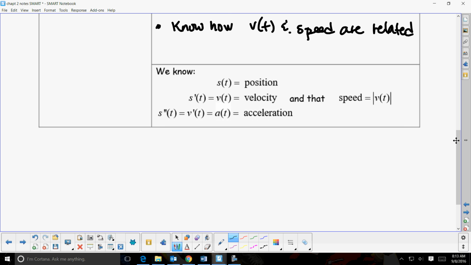Okay, so we've already talked about how the first derivative of position is velocity, and that the absolute value of velocity is speed. We've also talked about how the second derivative of position, the first derivative of velocity, is acceleration. So all of that we know. Does everybody feel okay with that process? All right.